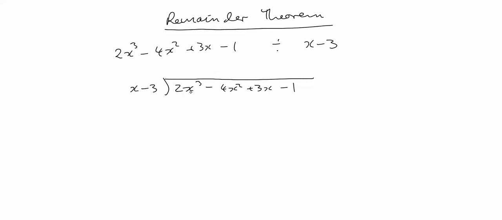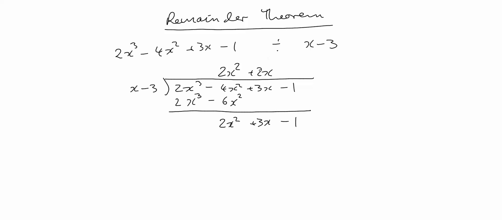x divided into 2x cubed is 2x squared, and then we multiply down. 2x squared times x is 2x cubed, 2x squared times minus 3 is minus 6x squared, and then subtract. 0, minus 4x squared minus minus 6x squared, so that is 2x squared, and then subtract 3x minus 1, and then we say x goes into 2x squared 2x, so we'd have plus 2x here, and then multiply: 2x times x is 2x squared, 2x times minus 3 is minus 6x.